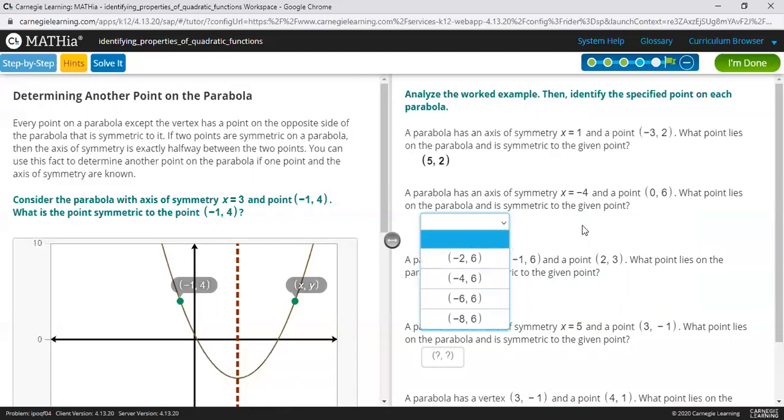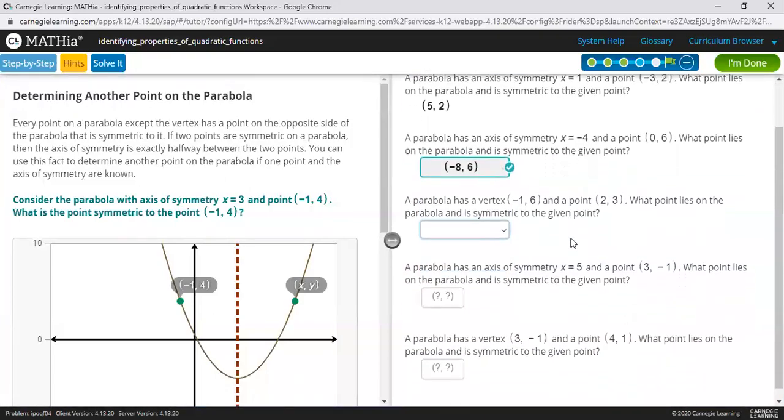Oh, I apologize. So we're actually going the other way. If my axis of symmetry is -4 and I'm at 0, I'm 4 units from it, so I need to go 4 units past -4. That brings me to -8. And again, we are not going up or down, so we're staying right at 6.